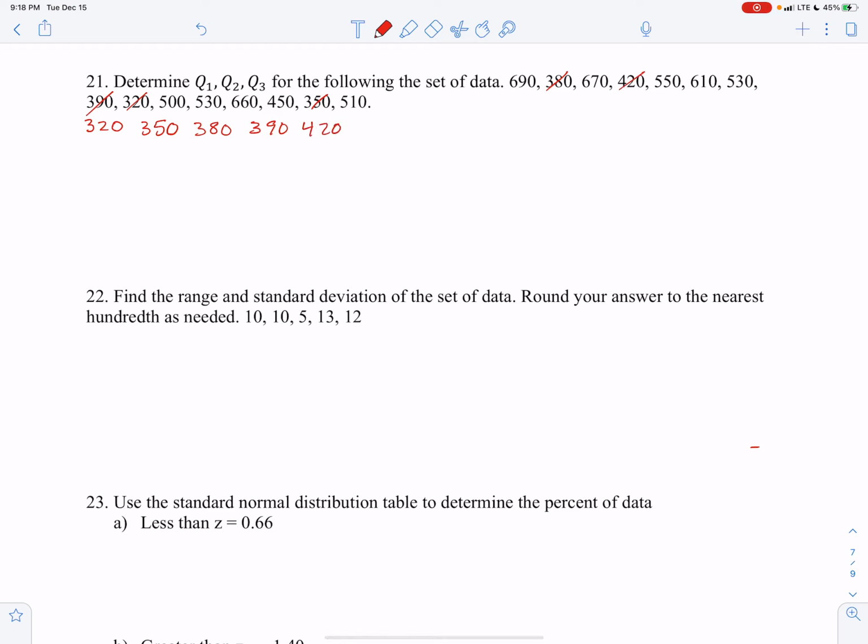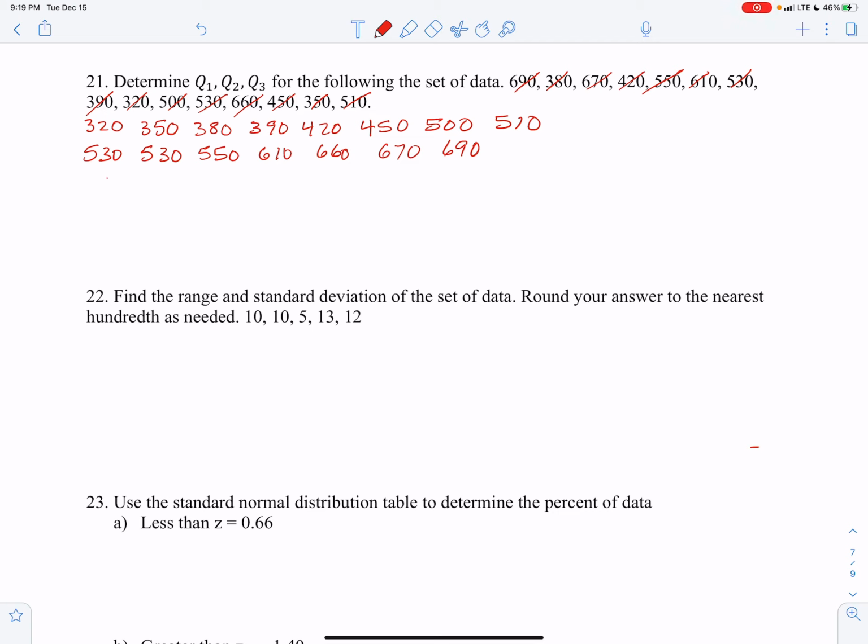420, 450, 500, 510, let's see, 530, another 530, 550, 610, 660, 670, and 690. So I have 15 data items.